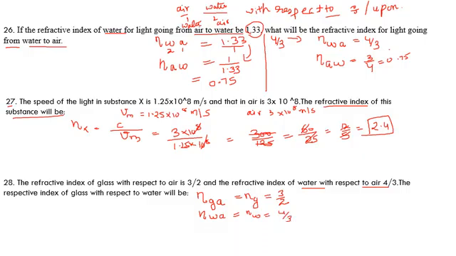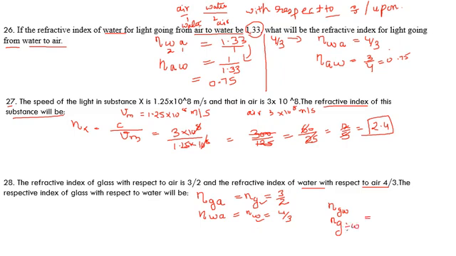The refractive index of glass with respect to water will be, now they have asked refractive index of glass, which is this, with respect to water, which is this, right? How am I going to write? Refractive index of glass with respect to water. Now as I told you, with respect to means division, that means g divided by w, isn't it, right?